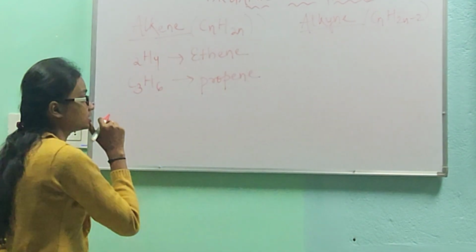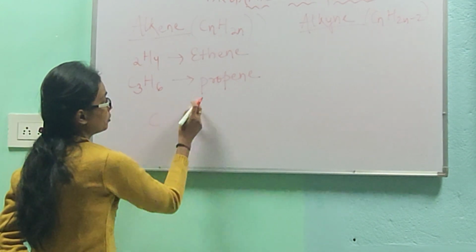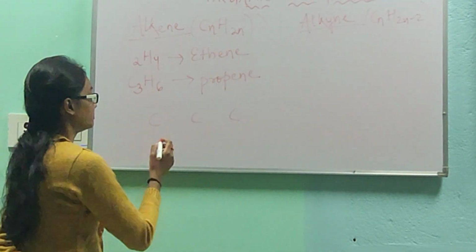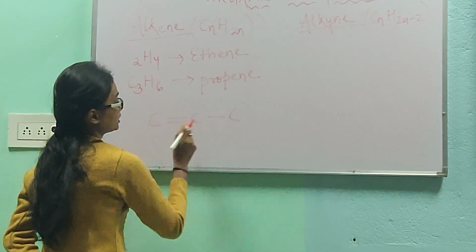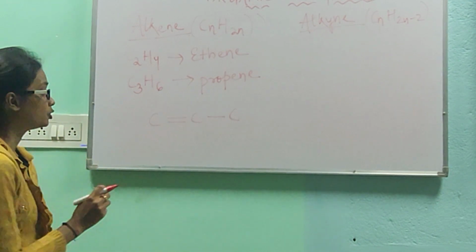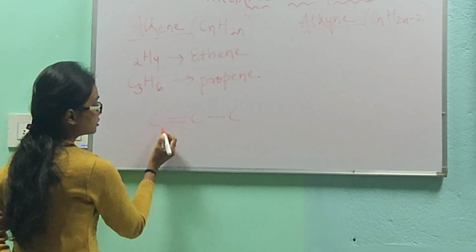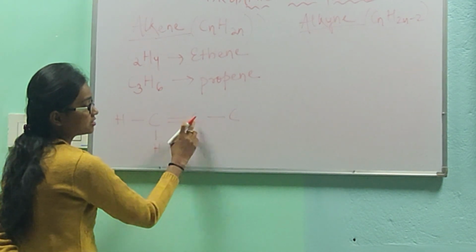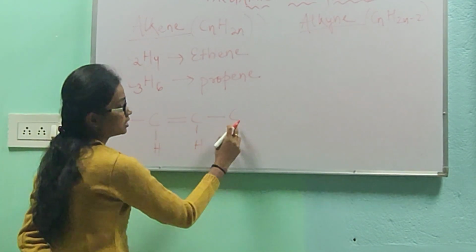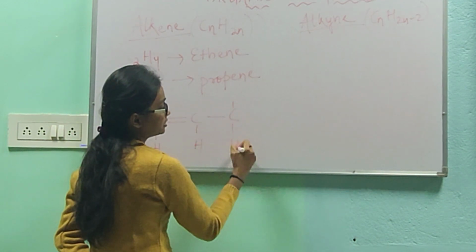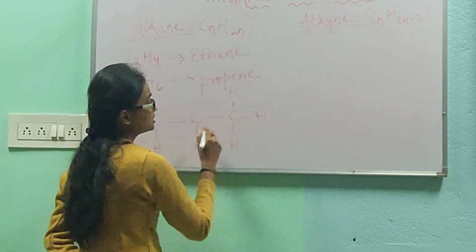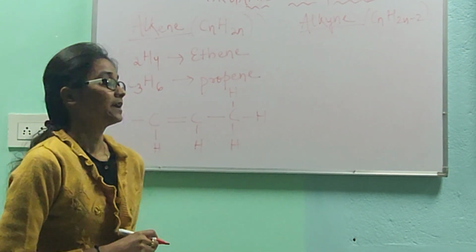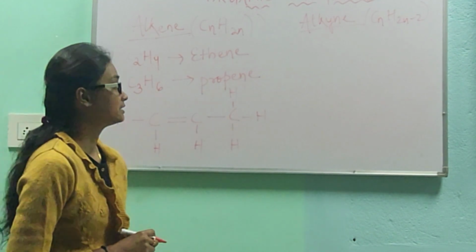If I write the structure of propene, prop means 3 carbons. Between any 2 carbons, there will be a double bond. As carbon forms 4 bonds, this carbon has 2 bonds, another 2 will be with hydrogen. This carbon already has 3 bonds, so 1 will be with hydrogen, and the last carbon will have 3 bonds with hydrogen. So this is the structure of propene. Similarly for butene, pentene, hexene, etc.